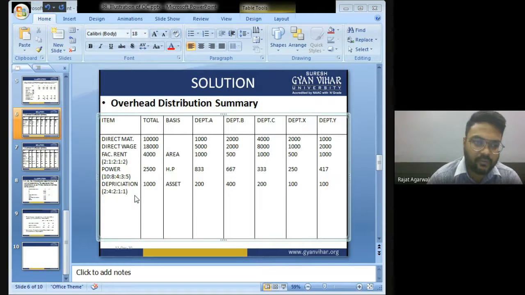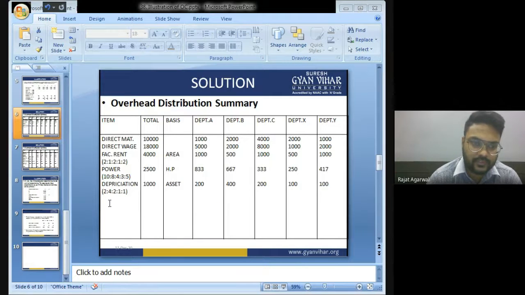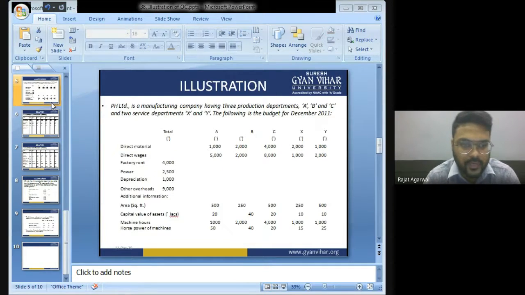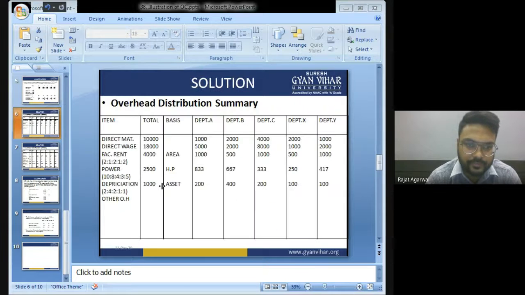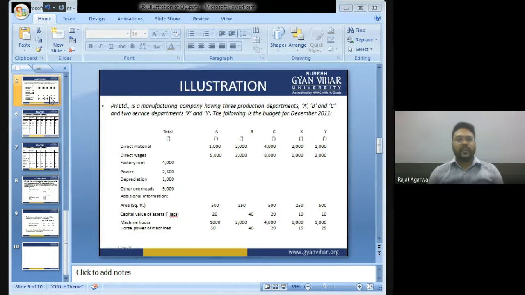After depreciation, what is given? Other overheads. What is the total of other overhead? 9000. Now, other overhead will be distributed as per area, capital value of asset, machine hour, or horsepower of machine.